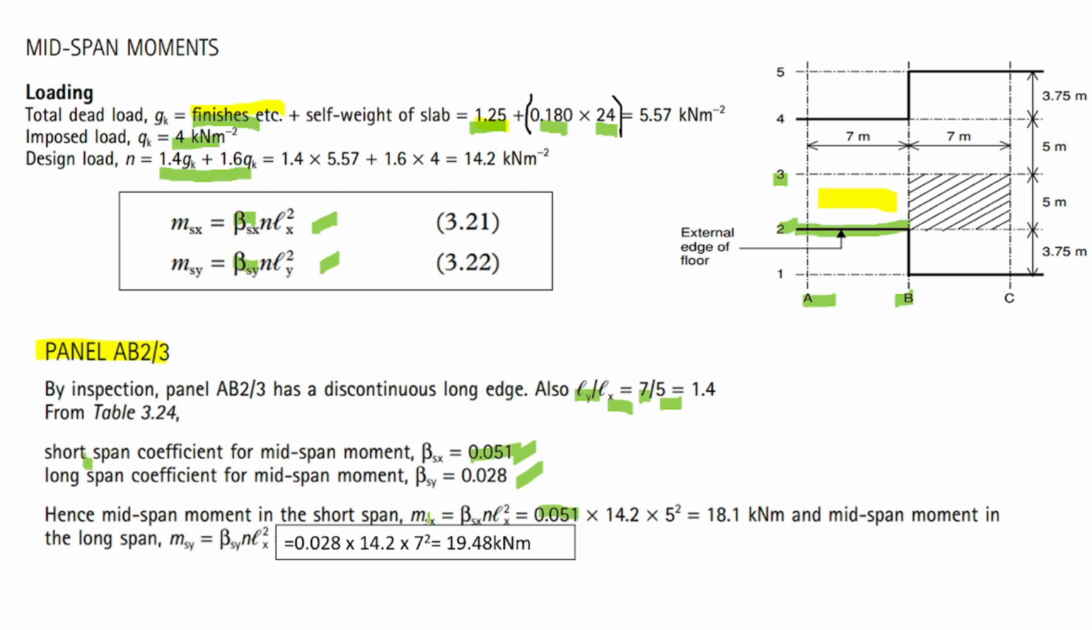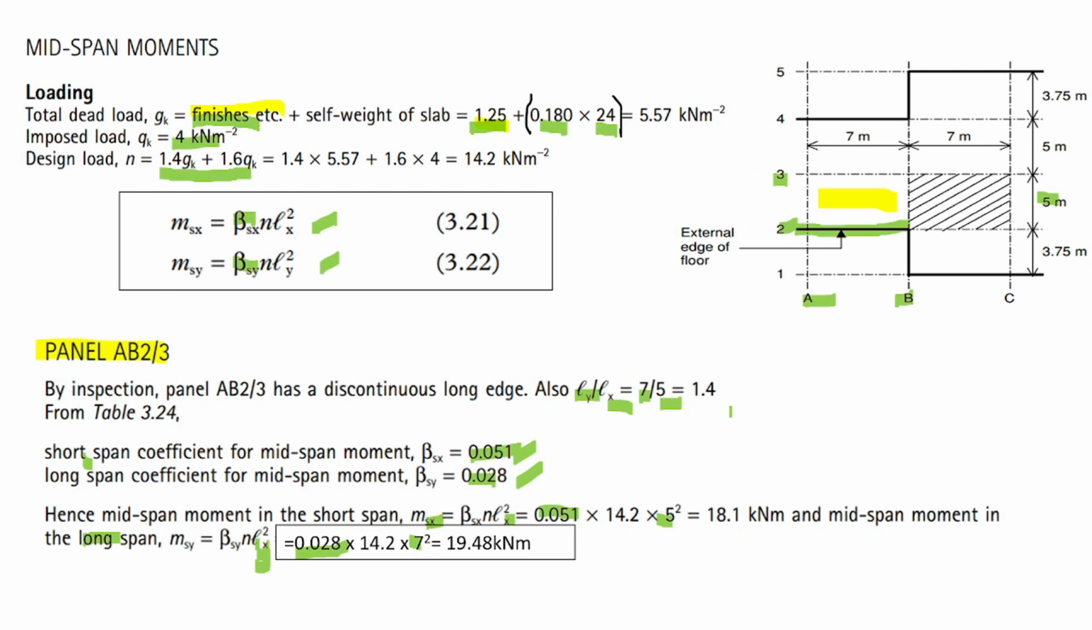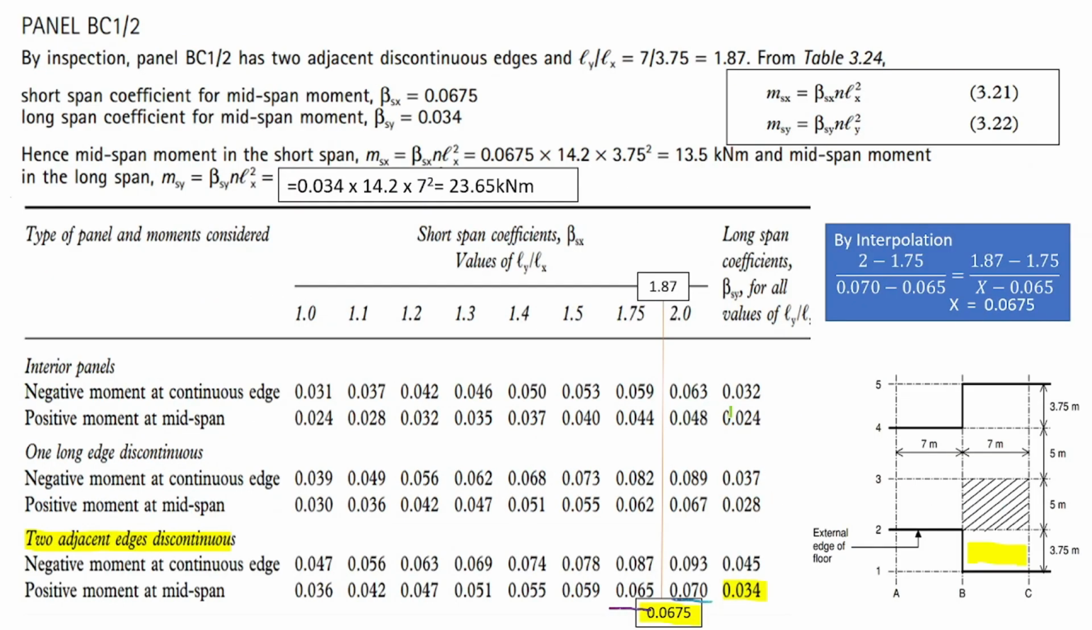Coefficient, Sx. Lx is 5, 5 is the short span, so squared. Here, take note that this one should be y, because we are considering here long span. The book has some kind of mistake. So this is 7 squared. This is the coefficient that you take from the table. Long span is 0.028. Short span is 0.051 for positive moment, mid span.